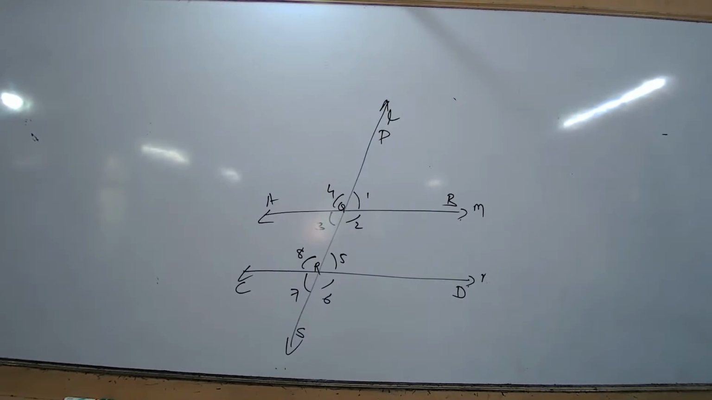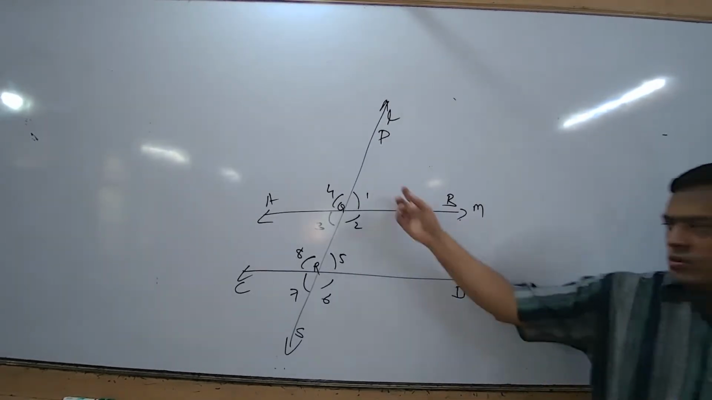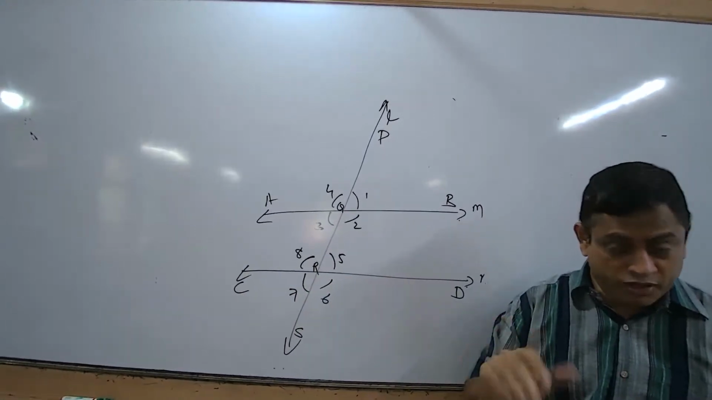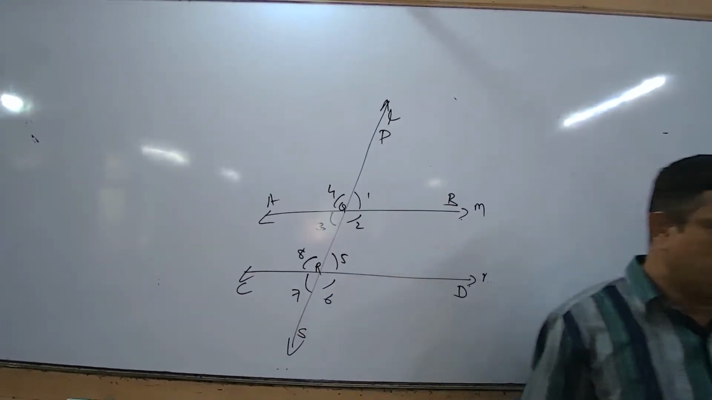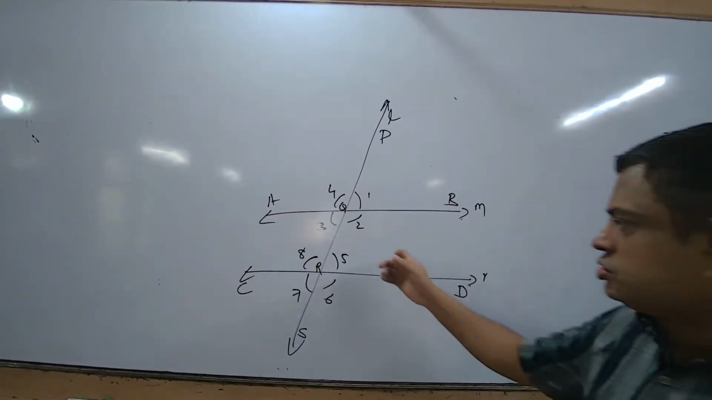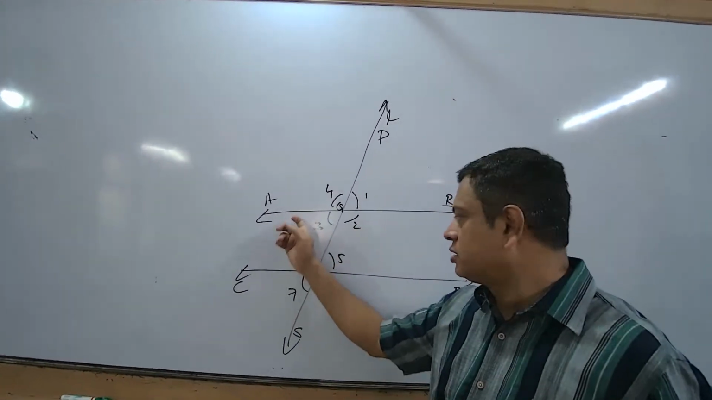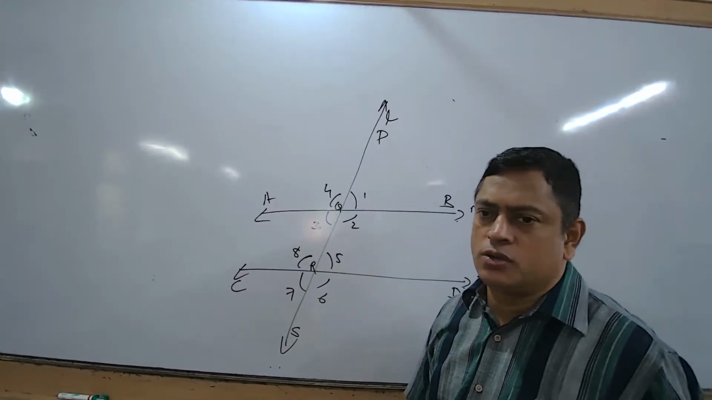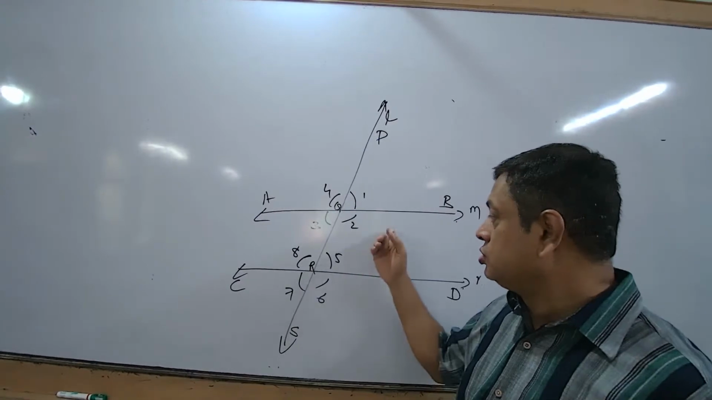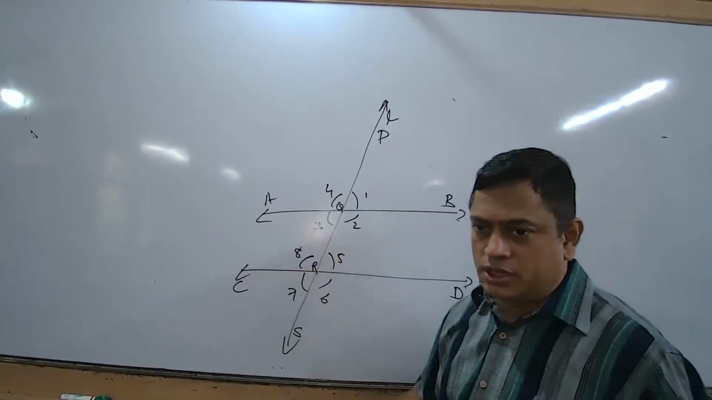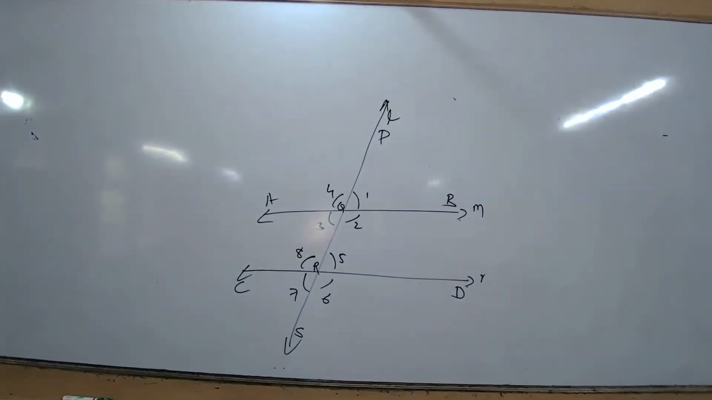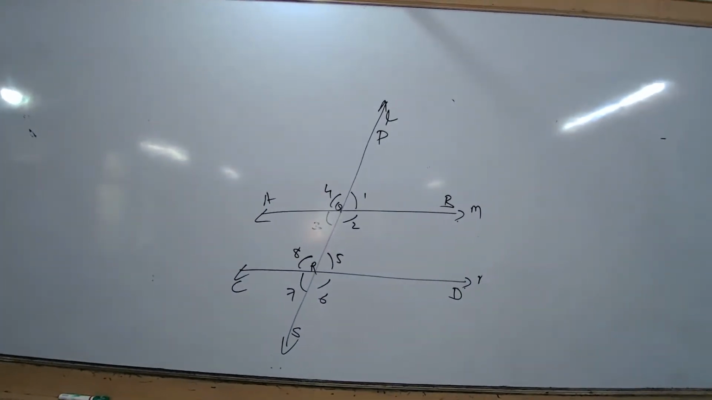Now, sit down. So, corresponding angles we said 1 and 5, 2 and 6, 4 and 8, 3 and 7. This is the 5th time I am telling. And they are equal when the lines are parallel. Alternate angles 2 and 8, 3 and 5, they are equal when the lines are parallel. Third one, co-interior angles 2 and 5, 3 and 8. What is the property? When the lines are parallel, they add up to 180 degrees. Okay, this much is clear now.